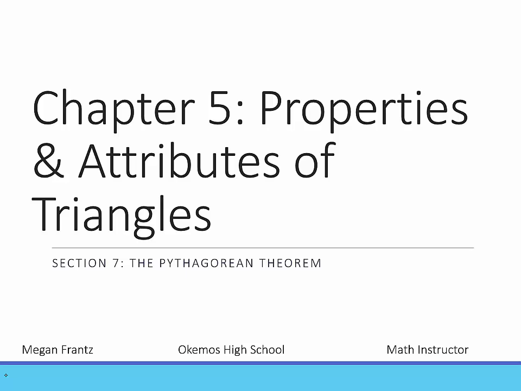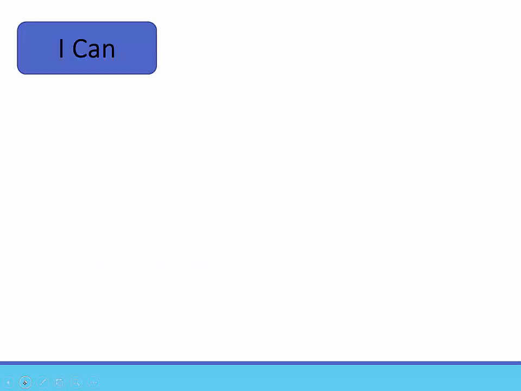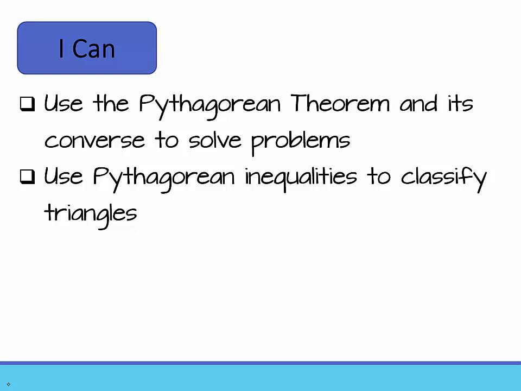Chapter 5, Section 7 is about the Pythagorean theorem. By the end of this lesson, you should be able to use the Pythagorean theorem and its converse to solve problems, and you should also be able to use Pythagorean inequalities to classify triangles.